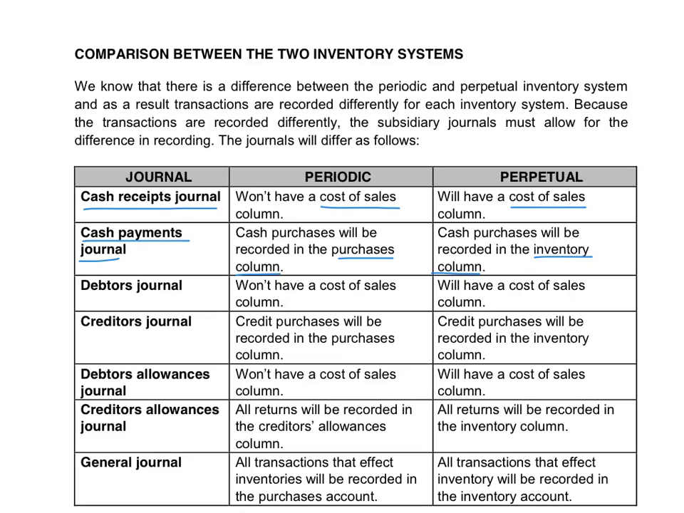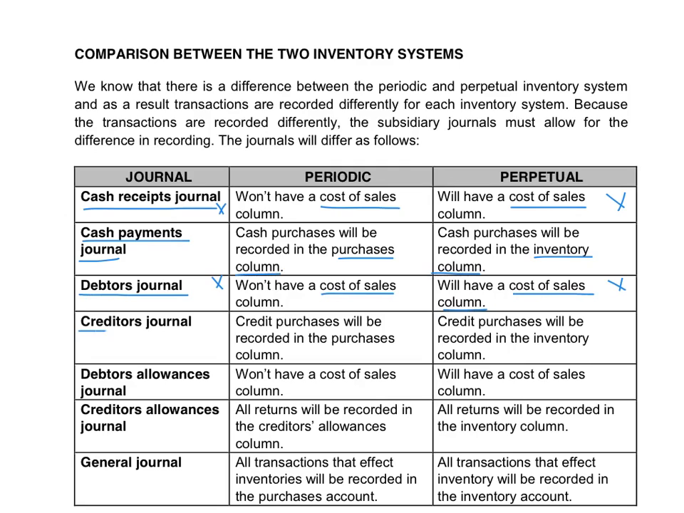In the debtors journal, when you sell goods on credit, just as in the cash receipts journal, there will be no cost of sales column. So whether you sell the goods for cash or on credit, you don't record cost of sales in the periodic inventory system. In the perpetual inventory system, you will use a cost of sales column because you have to record the cost price of the goods sold. So whether you sell it for cash or on credit, you will record the cost of sales and you will record the sales price separately.